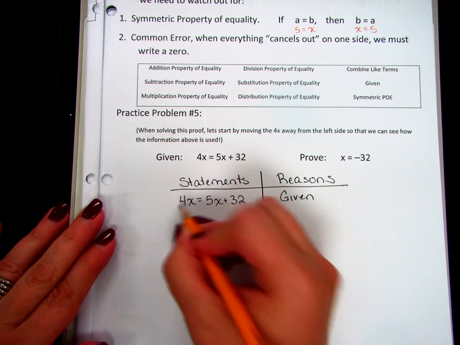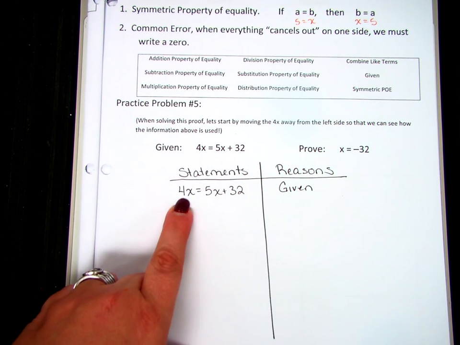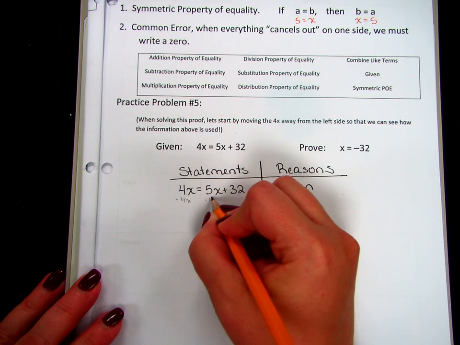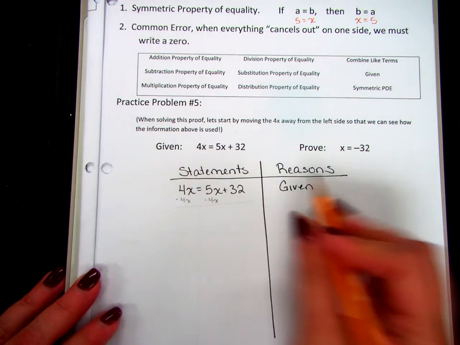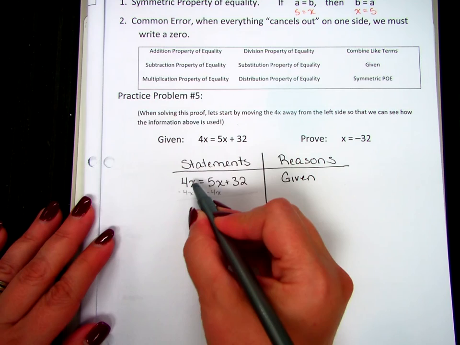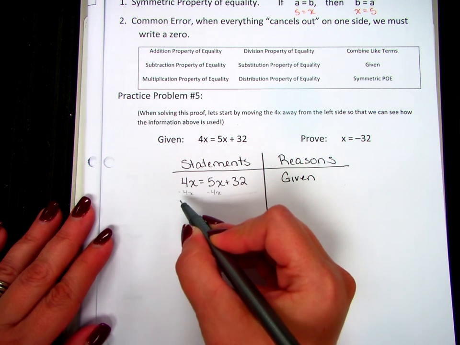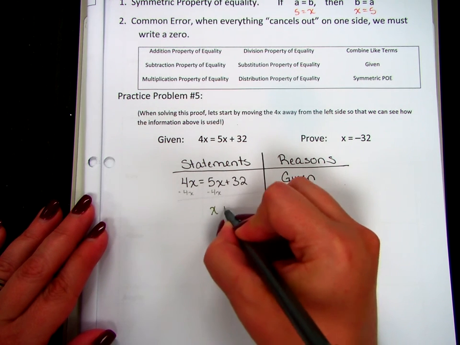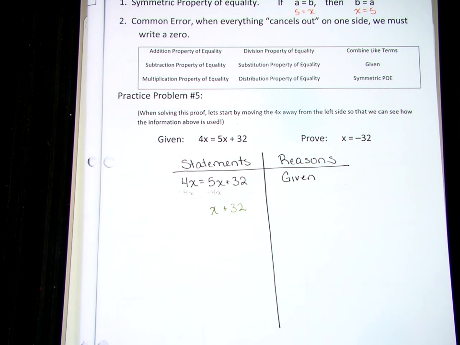Okay. All right. So it says we're going to start by moving the 4x away from the left side. So how do I do that? What property am I using to move the 4x to the other side? Right. We're going to subtract the 4x on both sides. What I see happen a lot of times when students do that is they go, oh, this cancels out, and so I don't have to write it. And so then they just write 5x minus 4x is x plus 32, and they've completely lost their equal sign. And now it's no longer solvable if you don't have an equals. So then they go, oh, well, I guess x just equals 32, because they just magically decide the x goes in between those two things.